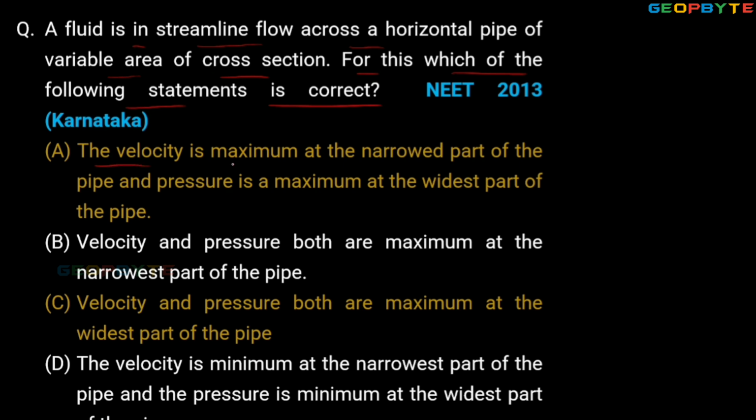Look at option A. The velocity is maximum at the narrowed part of the pipe and pressure is maximum at the widest part of the pipe. Absolutely correct. Look at the pipe which is connected horizontally with variable cross section. For this pipe, this is the widest part, marked as 2, and 1 is the narrow part of the pipe.